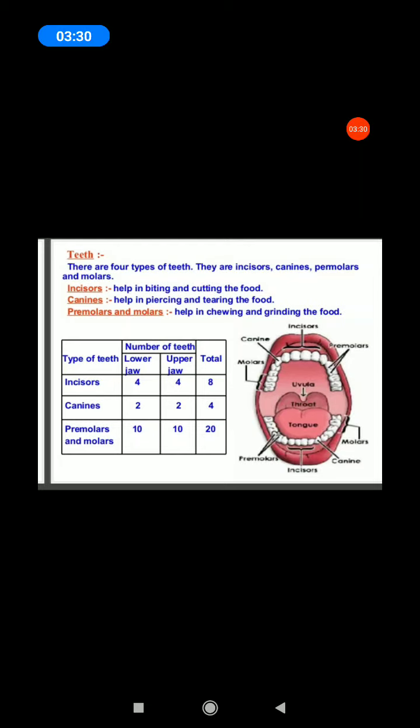Okay, write the answers in table 2.2. Types of teeth. Incisors, lower jaw 4. Upper jaw 4. Total number of teeth 8. Next, canines. Lower jaw 2. Upper jaw 2. Total number of teeth 4. Premolars and molars. Lower jaw 10. Upper jaw 10. Total number of teeth 20. That's all. Okay, can you understand? Okay.